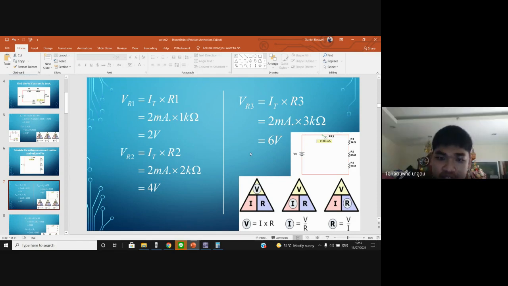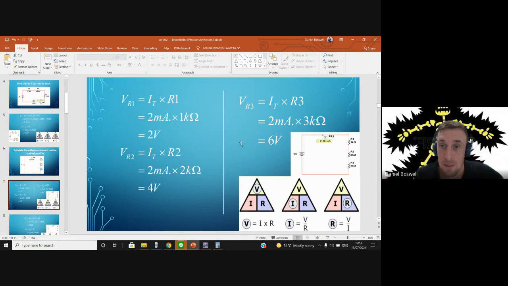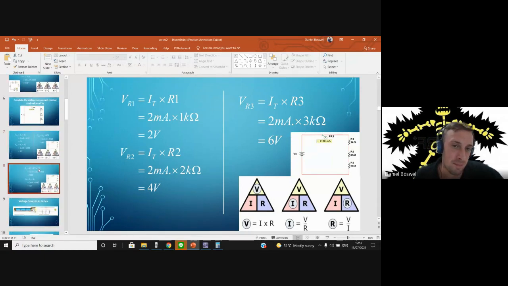We got 12 volts. 12, yeah? Because we're going to plus these together. Nice. So 2 plus 4 is 6. We know 6 add 6 is 12. Good. Nice. Got it.